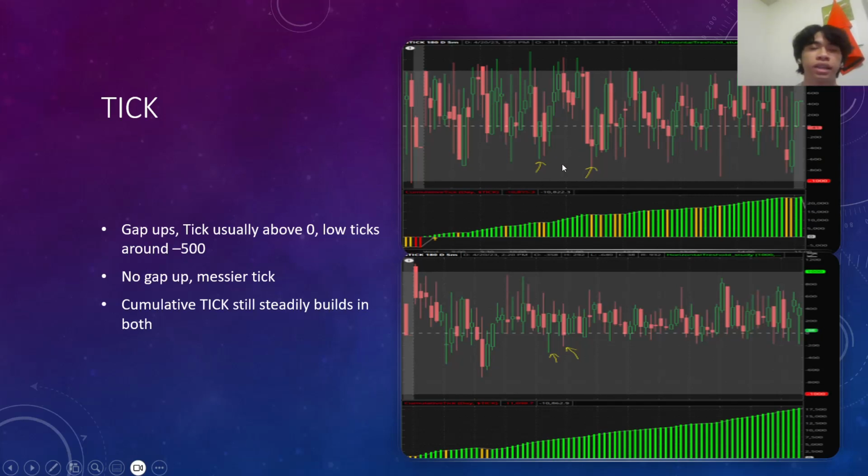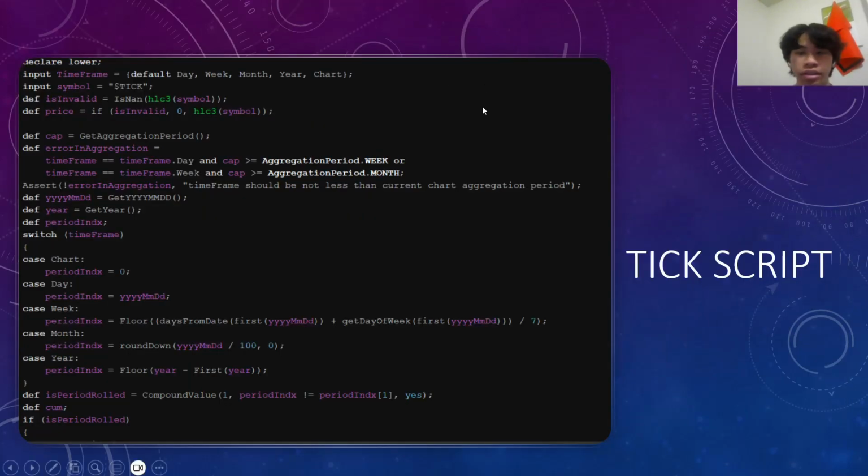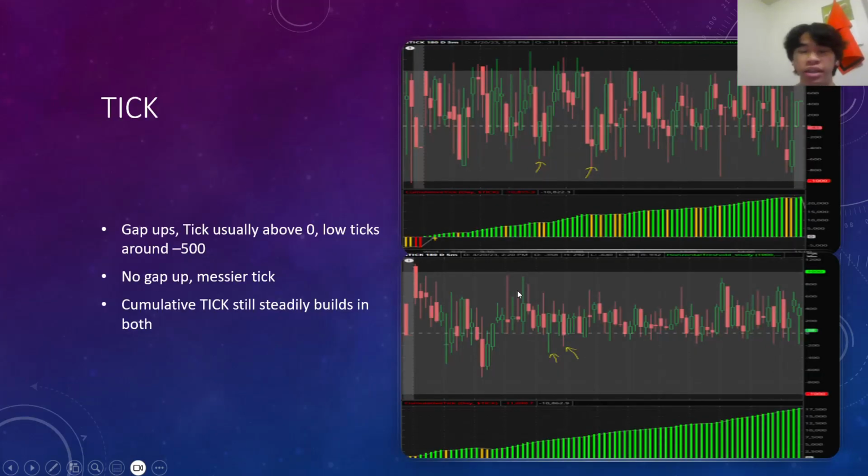This is important because if you see a tick chart and it's just very messy, that doesn't always mean that it won't work. Because if it's not gapping up, then it's normal for it to have a messier tick. This is the script for the cumulative tick. It's pretty simple. The only thing you need to keep in mind is that you got to make sure the aggregation periods are the same for both the chart and the histogram.